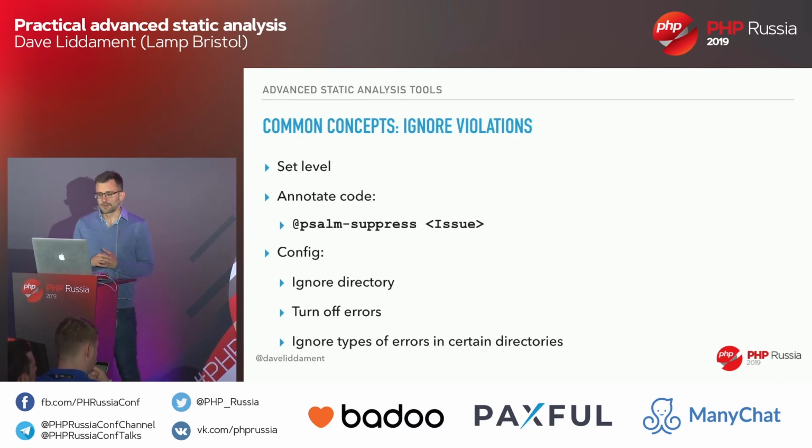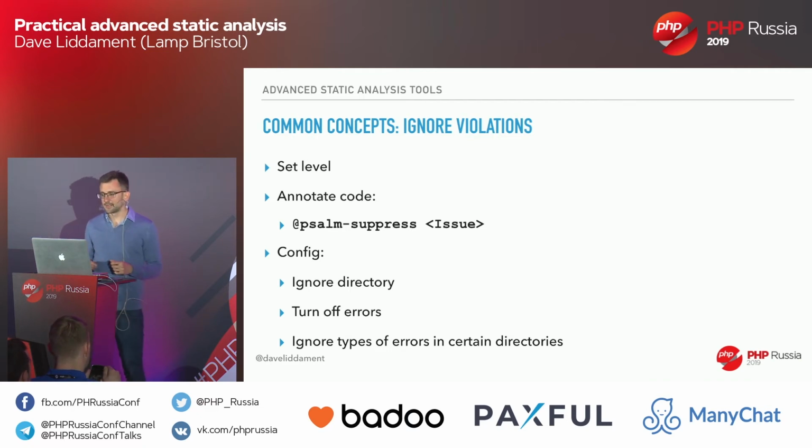And the other common concept between all of these tools is, as we looked at earlier, they all have this concept of levels. You can often annotate the code to say, this is an issue that I don't want you to report. And they all are quite configurable in terms of you can ignore certain directories, you can turn off certain kinds of errors. And some of them you can even say, I don't want to hear anything about this kind of error within this directory.